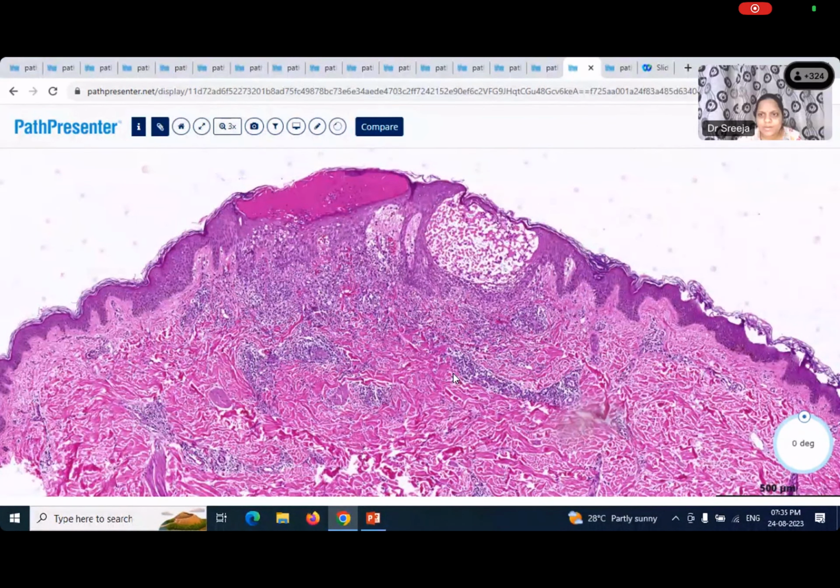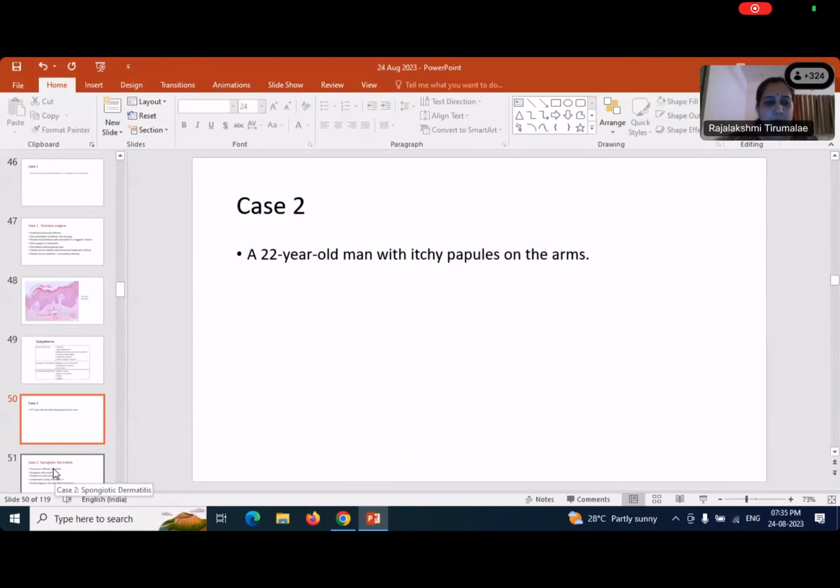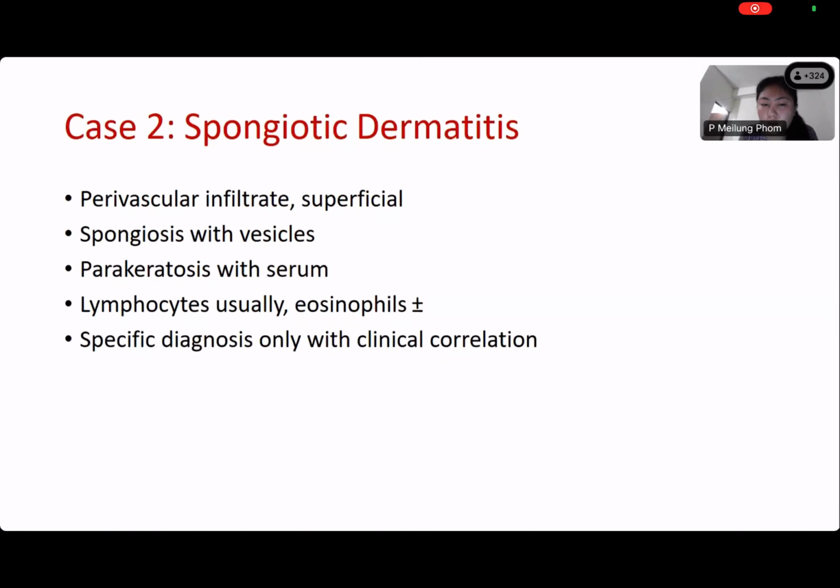Darier's disease, ma'am. Okay, you want to make a diagnosis of Darier's disease. Okay, in Darier's disease, would you find spongiotic vesicles like this? Ma'am, acute allergic contact dermatitis. Okay, yes, that is definitely a good thought. So what would we call this? We would call this a spongiotic dermatitis.